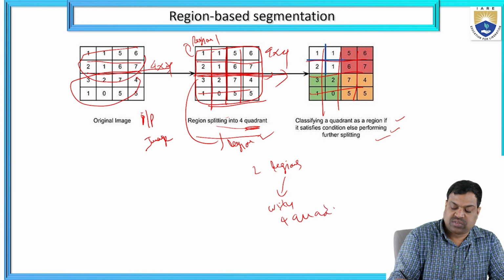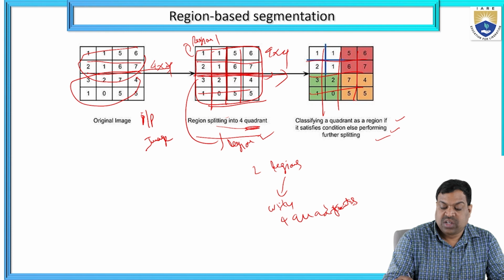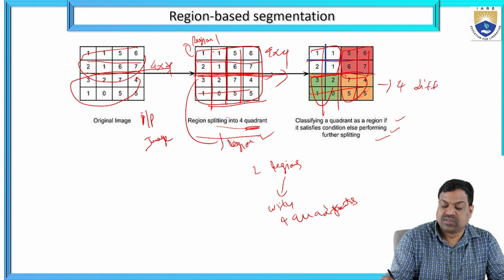With 4 quadrants. Here I'm taking the 4 quadrants. White color is one quadrant, this color is another one, green is another color. So there are 4 different quadrants.